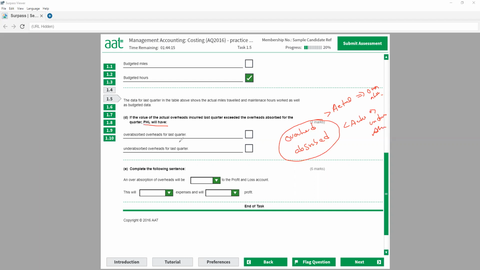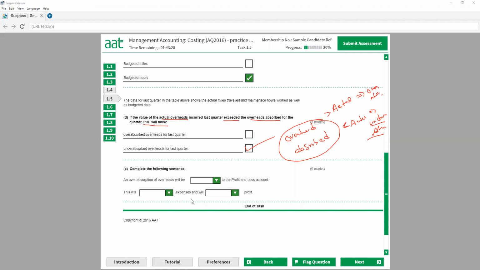So here the question is saying the actual overhead is more, exceeds the overhead we absorbed. So that means we absorbed less than the actual, and that will represent under absorb. So you have to show this under absorb. So you always compare with the actual, but we ask ourselves, did we absorb more than the actual? If the answer is yes, this is over absorbed. Did we absorb less than the actual? If the answer is yes, this is under absorbed. So do not look at the actual one. Look at how much we absorbed. If we absorb less than the actual, then it is under absorbed.